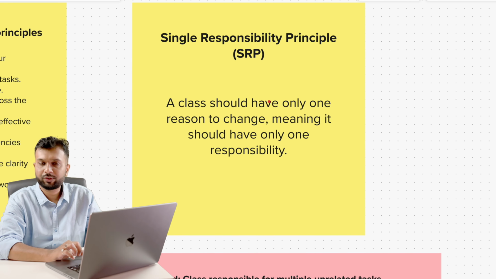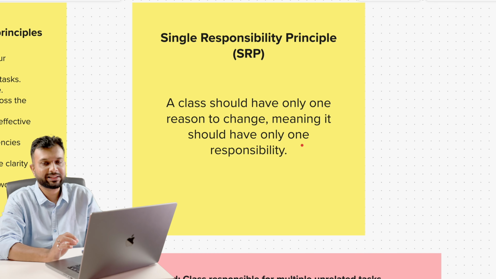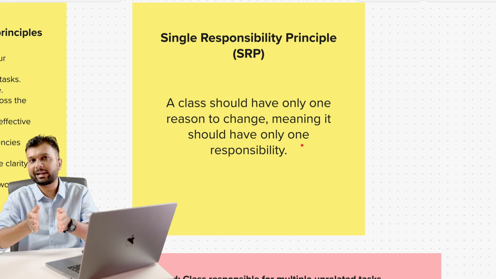This is the definition of the single responsibility principle. It says a class should have only one reason to change, meaning it should have only one responsibility. This is the simplest principle, and it is saying a class should hold only one responsibility.